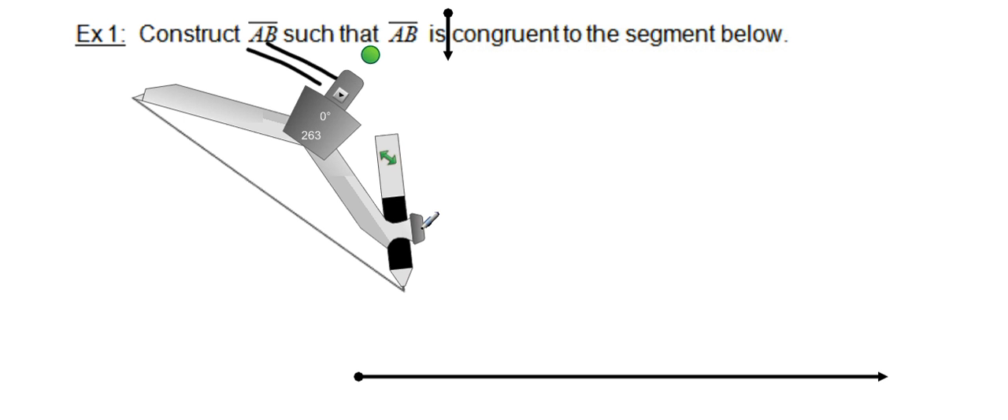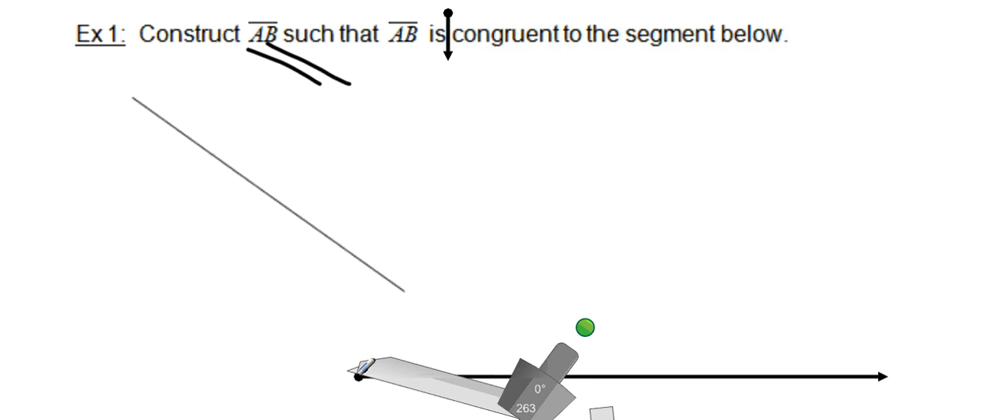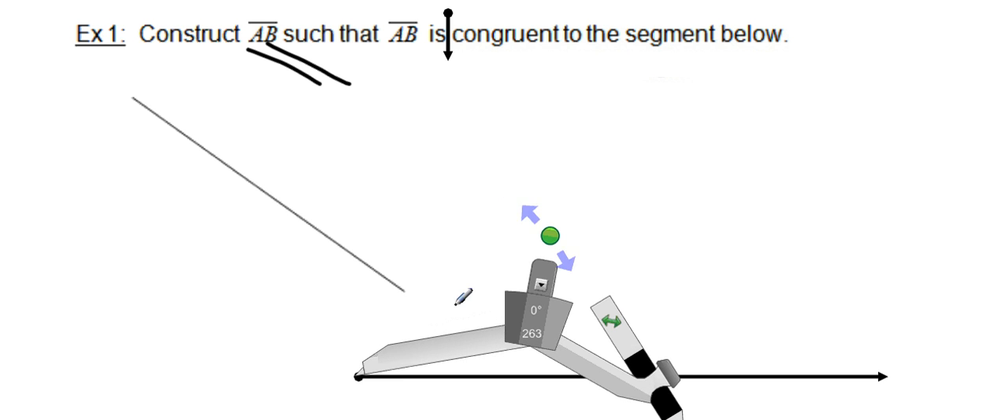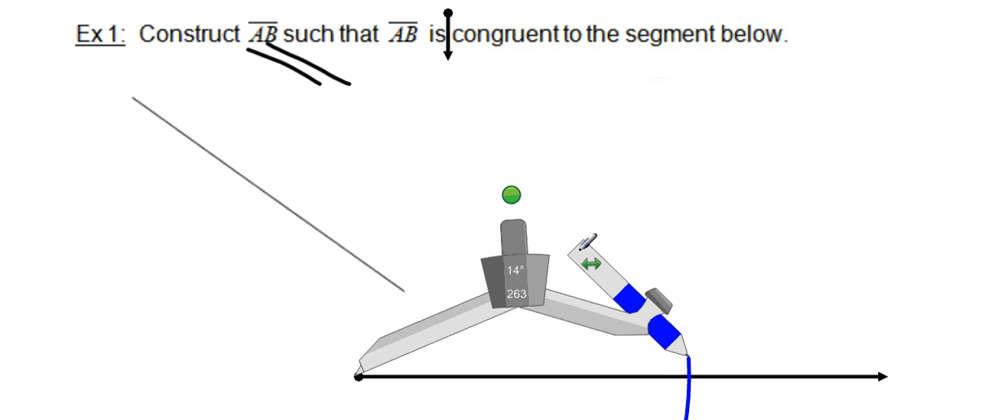And now that I know what the distance is, or I've measured the distance between those two endpoints, what I want to do is come down to my new line segment. I'm going to take the point of my compass, which was at the endpoint of my original line segment, and move that point of my compass to the endpoint of my new line segment. I'm going to rotate my compass just a little bit. And finally, I'm going to go ahead and draw an arc.